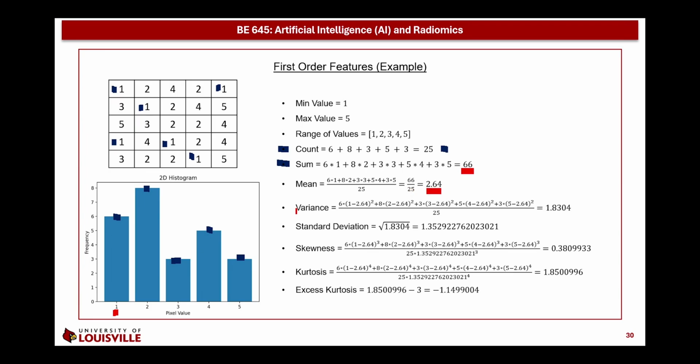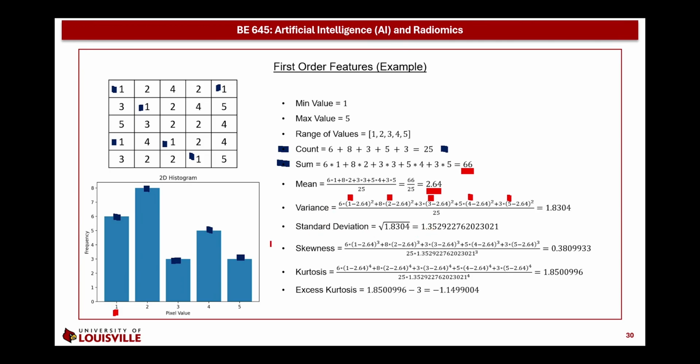The variance: to calculate the variance, you subtract the mean value from each pixel. So here we are subtracting from each bin, as you see here, the mean value. You subtract 1 minus 2.64, and so on for 2, 3, 4, and 5. Each of them is raised to the power of 2, multiplied by the frequency, and divided by the count. So it's similar to the mean, but you subtract the mean from each bin and raise it to the power of 2, and the value will be 1.8. The standard deviation is the square root of the variance, so the standard deviation will be 1.35.